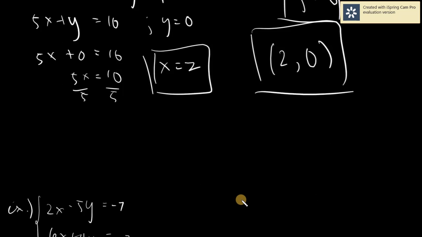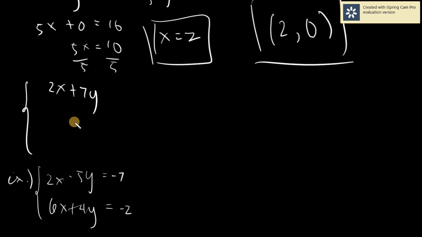Checking our given in our system, our first equation is 2x plus 7y is equal to 4, and we have 5x plus y is equal to 10. Our solution is (2, 0).